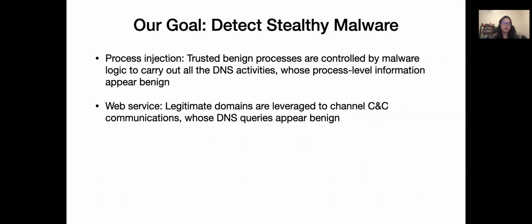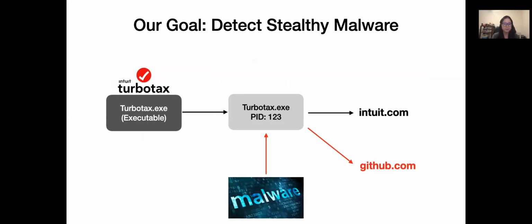So this is our goal. We want to find a lightweight solution to detect this type of stealthy malware, which first injects into benign processes to send DNS queries, and second, leverages legitimate domains to host malicious content or channel communications. So here, both process information and DNS queries look benign. So the question is, how can we detect it?